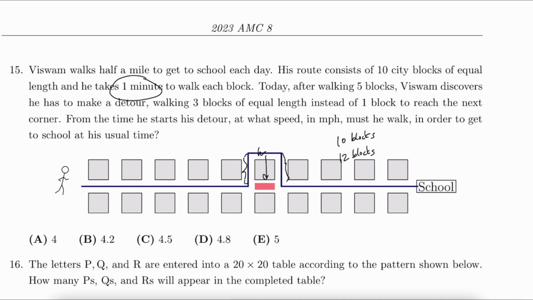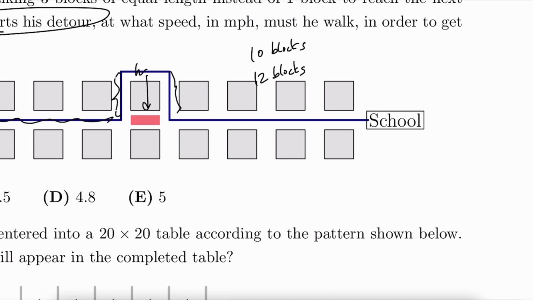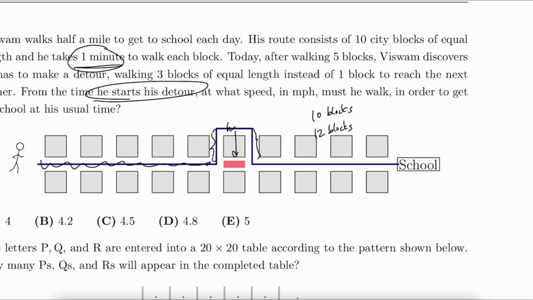So what speed from the time he starts his detour must he walk in order to get to school at his usual time? So the first 5 blocks are going to be exactly the same because it says from the time he starts his detour. So in the last 7 blocks that we are going to have, we have to speed up. In the last 7 blocks, there is 1 minute each. So originally, if he just walks straight, then he would only need 5 minutes. Now, in this 5 minutes, he has to walk 7 blocks instead of 5 blocks.